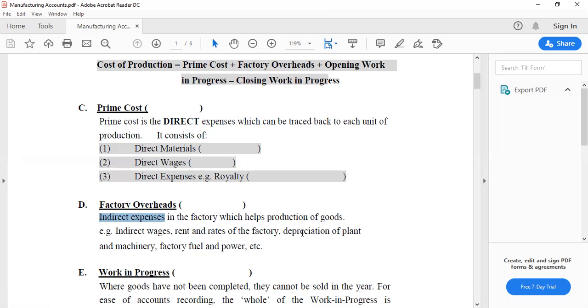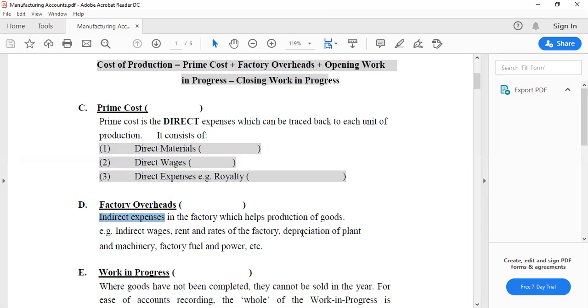Indirect is the one you said. The rent paid for an office is indirect. Why? Because it cannot be directly traced to the final product, whereas the direct expense can be directly traced to the final product.